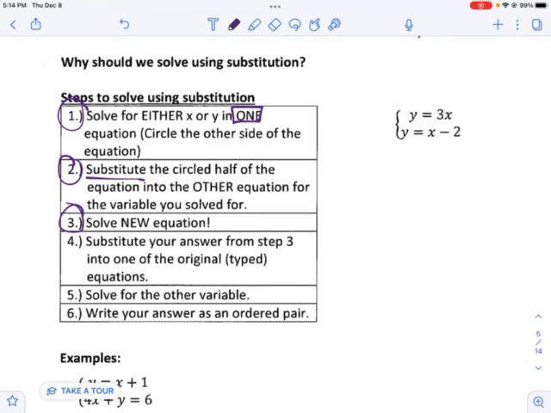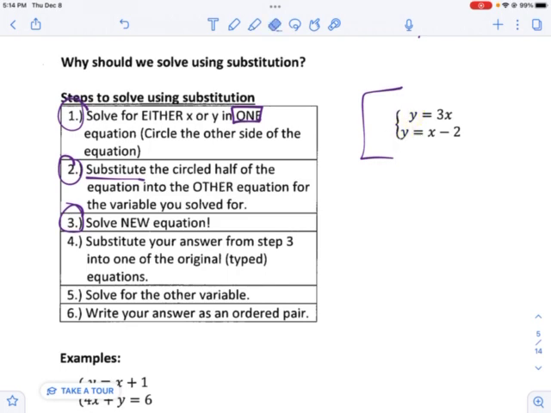Okay, right here, this system. So we take a look, we have y equals 3x and the equation y equals x minus 2. There are times when we have to do step 1 and times when we don't. So solve for either x or y in one equation. Well, look here. Y is isolated in both my equations, so that's even better.